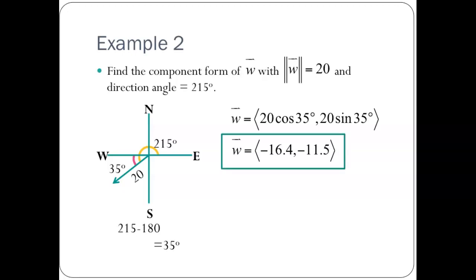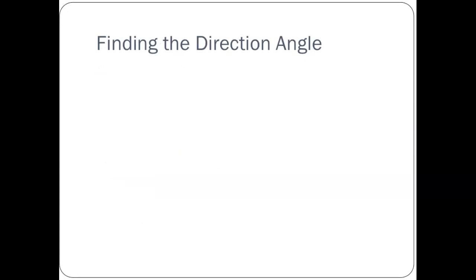Okay, great. Now what if you were trying to find the direction angle? So right now we've been able to start from the direction angle and come up with the component form. But what if instead you're trying to find out what the direction angle is? So a couple of things to note before we get into that. When you are finding the direction angle, your calculations always yield reference angles. Okay, that's important to note because if you do a calculation, you're going to get a reference angle, and you're going to have to do an extra step in order to get the direction angle.